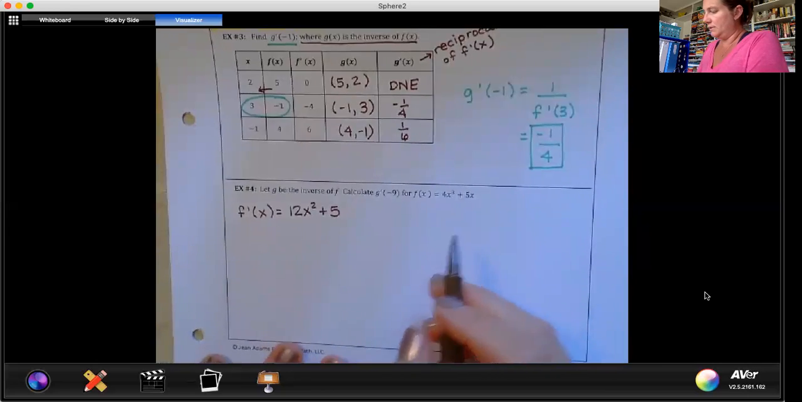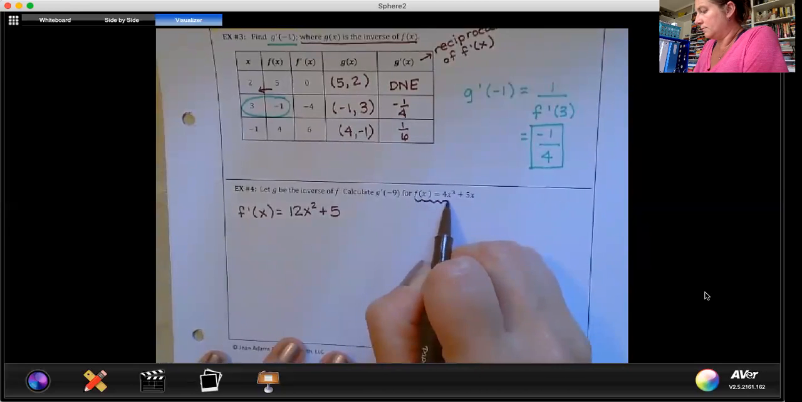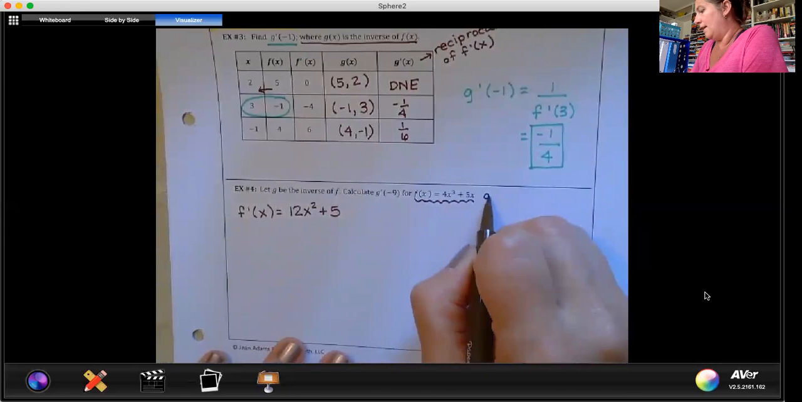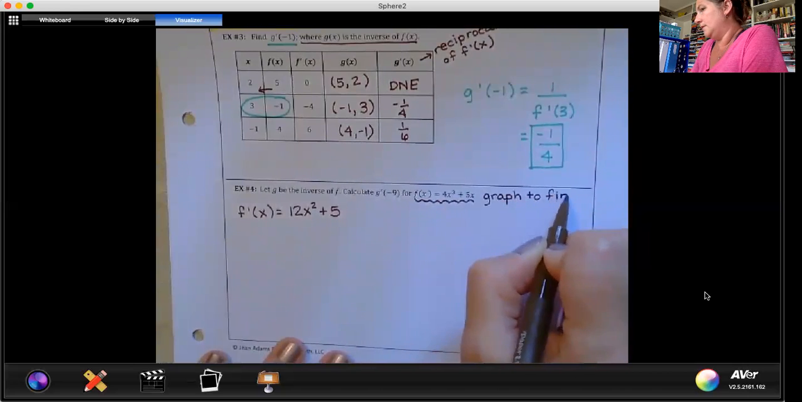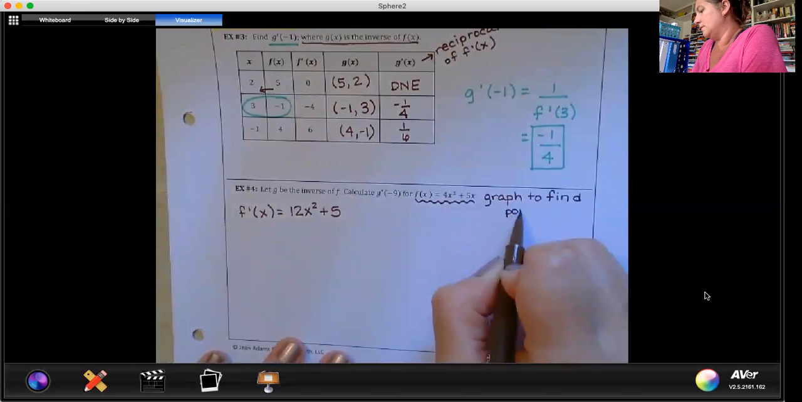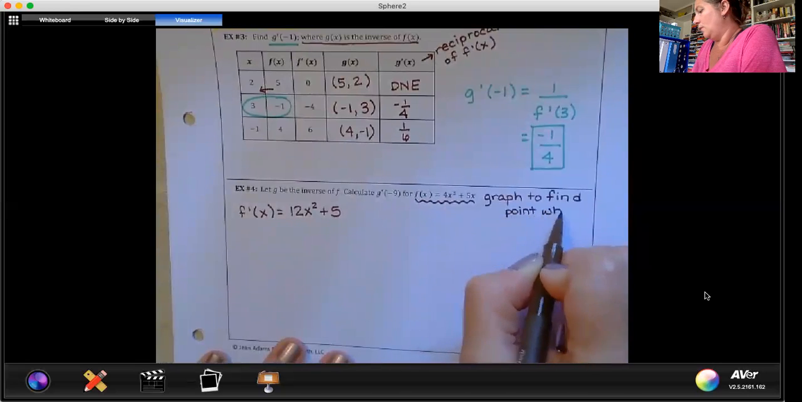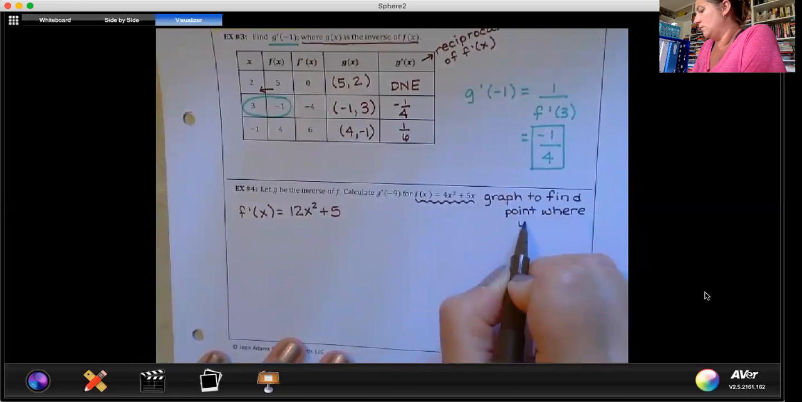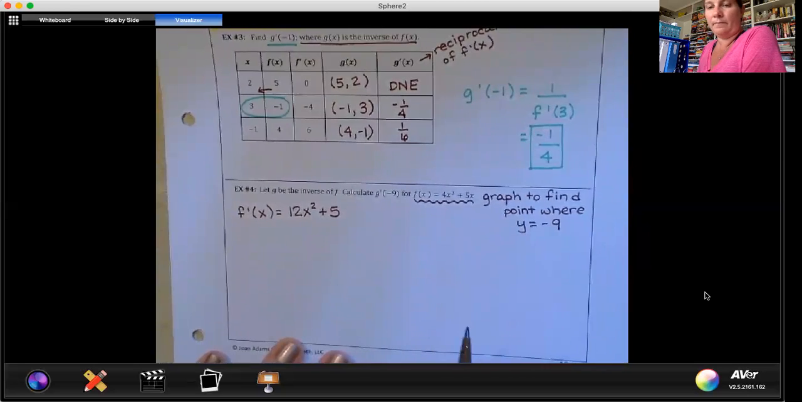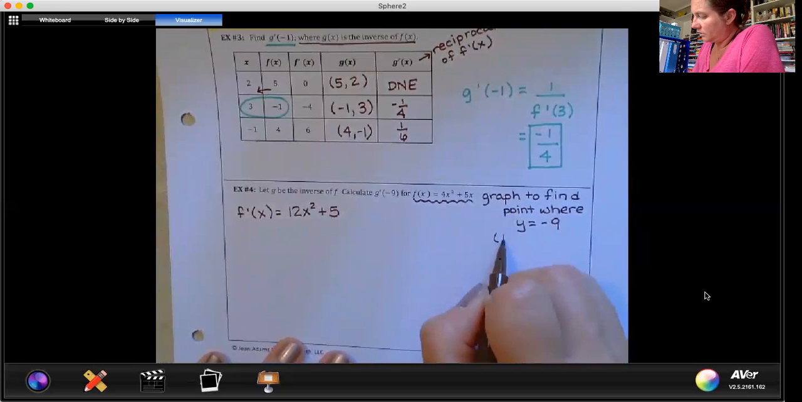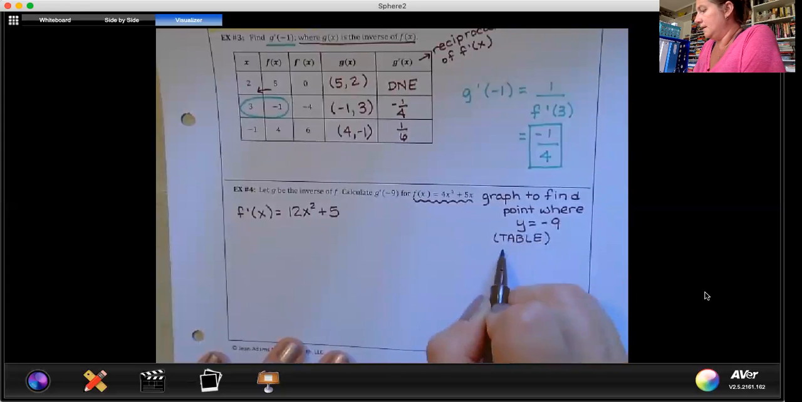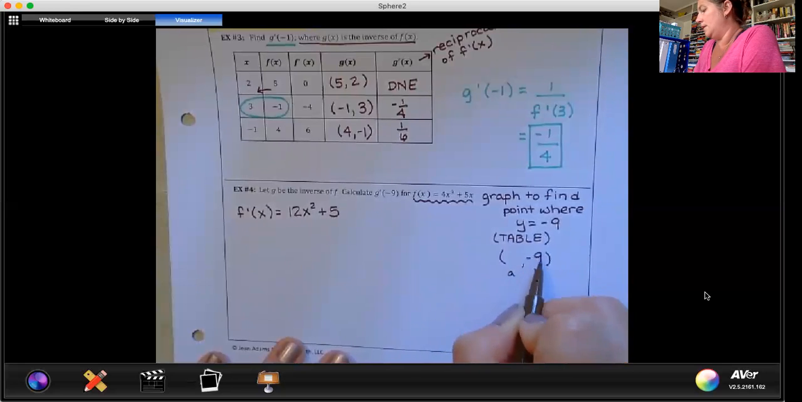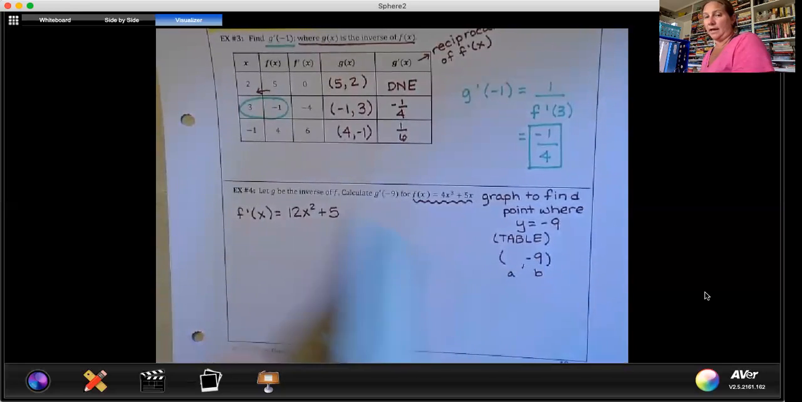So what we're going to do is take this function and graph it to find the point where y is equal to negative 9. We're going to use the table function. And that's going to give us our ordered pair, a, b. We already know b is negative 9. Now we just need to find a.